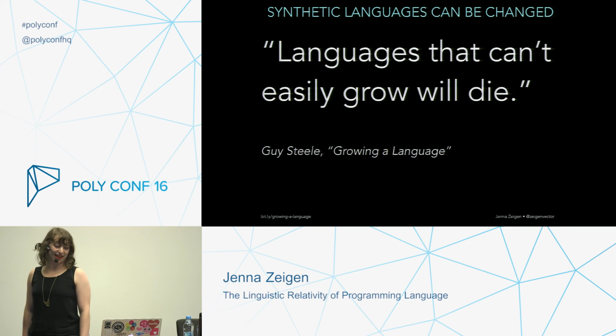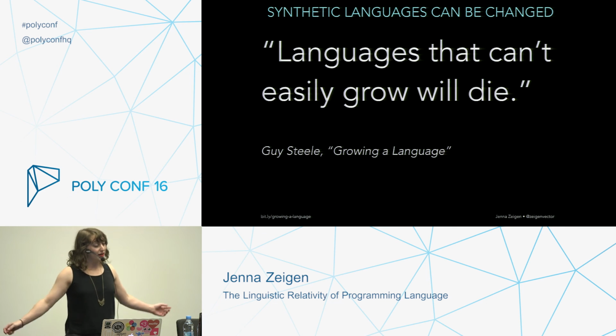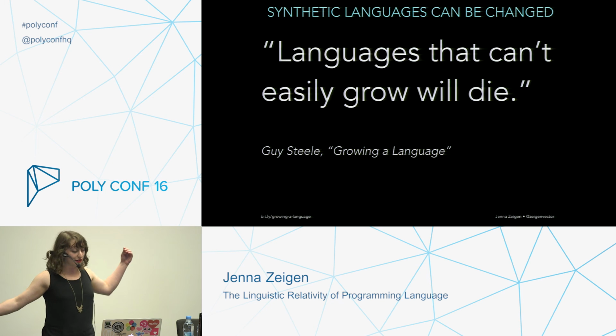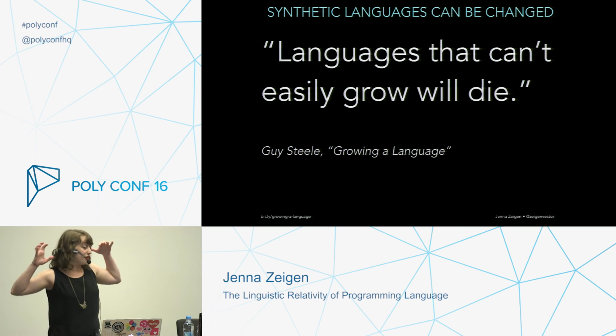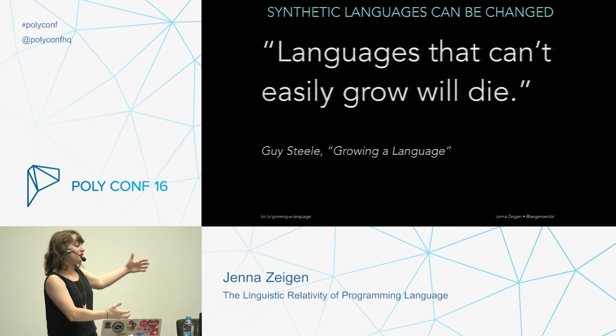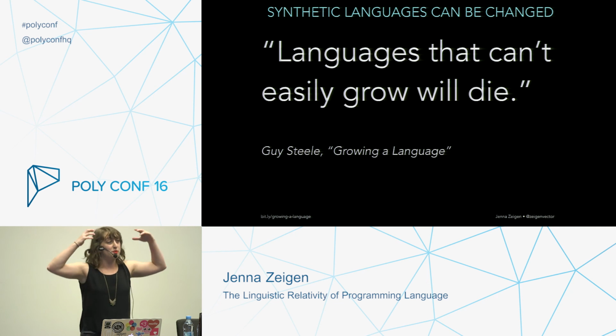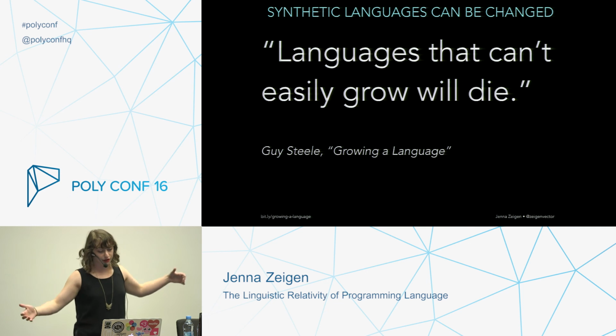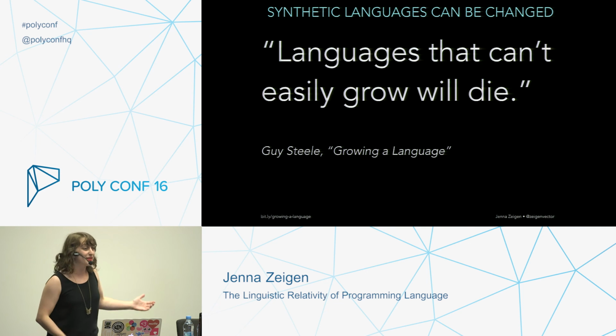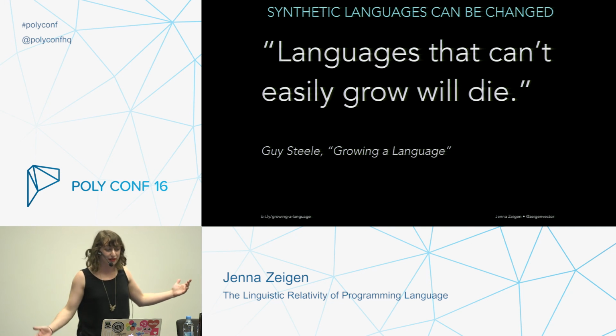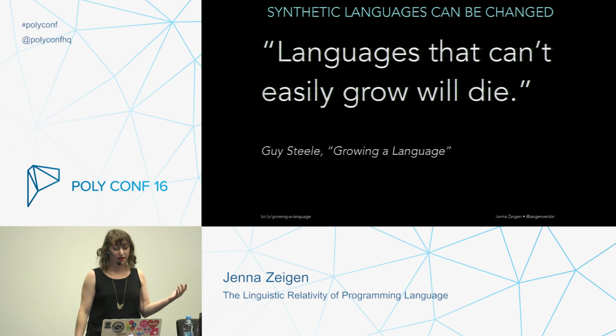Guy Steele has another thing that I think is relevant here, which is that languages that can't easily grow will die. So if we don't let our programming languages evolve, we're going to lose people who have come to these languages from quote-unquote more powerful languages and have experienced and come to think in these more powerful constructs. They're not going to want to program in your language anymore if we don't allow these things into our language.